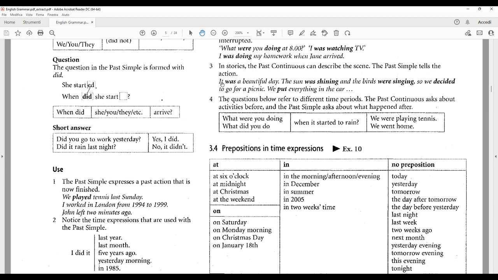It was a beautiful day, era un giorno bellissimo. The sun was shining, il sole stava splendendo, una scena, no? The sun was shining and the birds were singing. Una scena, no? The birds were singing. So we decided, quindi l'azione, noi decidemmo di andare a fare un picnic. We decided to go for a picnic. We put everything in the car.